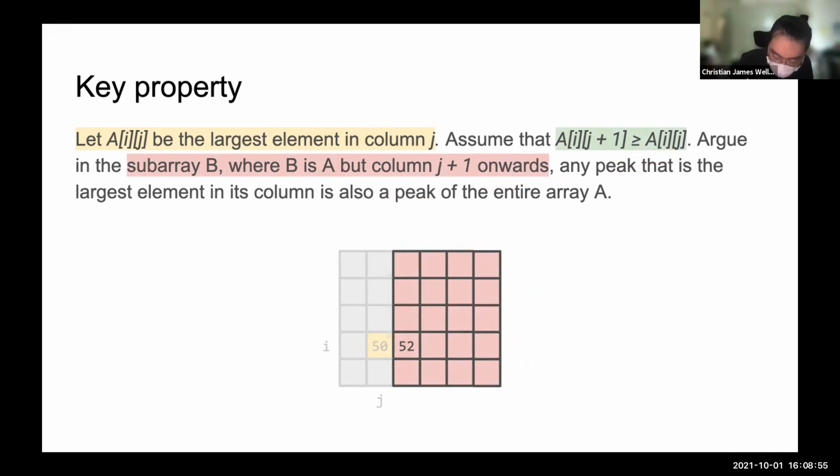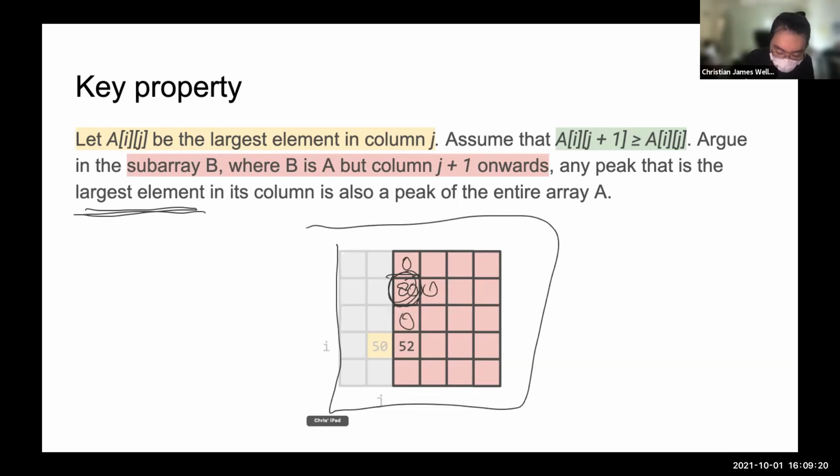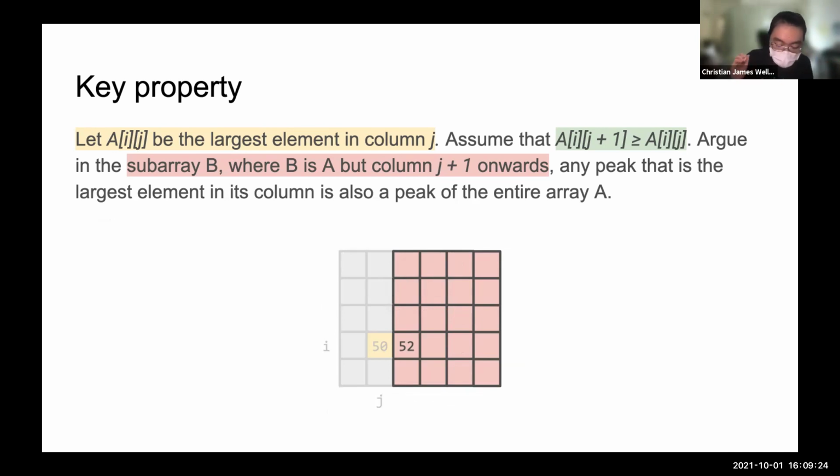So maybe this guy, let's say this is 100, then this is maybe all 0. Then I argue that if this is a peak here, that means it's also a peak here. Or maybe later there's 80 over here. If it's a peak here, and it's also the largest element in the column, then this guy is also a peak in the overall array. As you might have remembered last time, the problem comes with the border cases. So let's go through it slightly later.